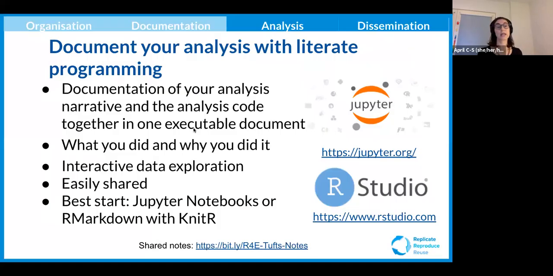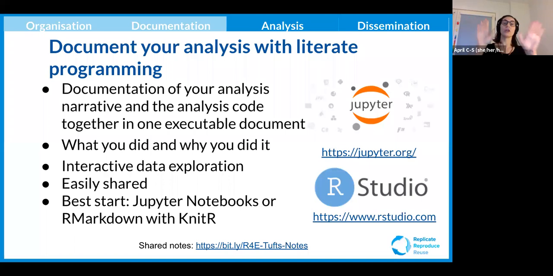So one of the tools that I think some of you are already using from the looks of it is literate programming. And this is just an umbrella term for a way of documenting your analysis in one document. Essentially, you are writing out the narrative of your analysis, why you're doing this particular test, how it relates to your study, a little bit of written text about your analysis and the actual analysis itself together in one executable document.